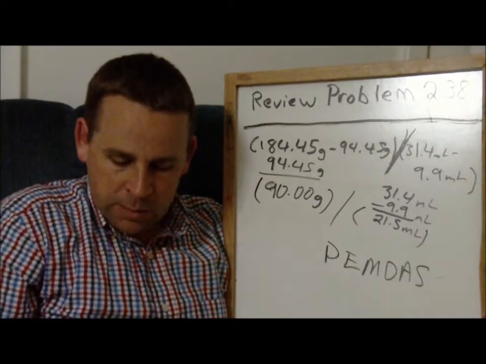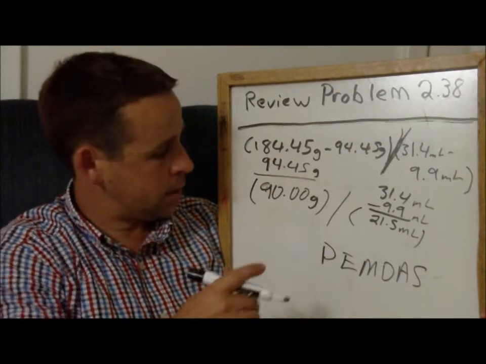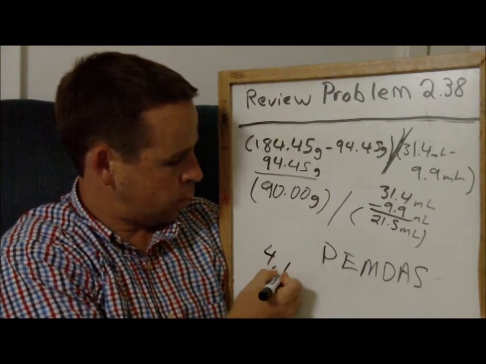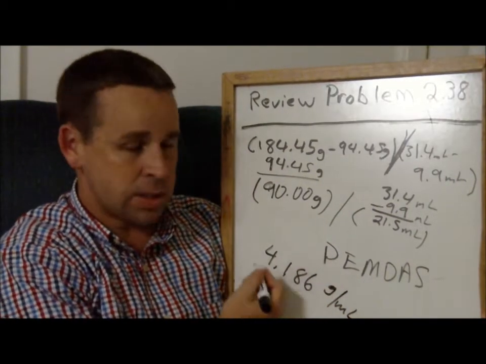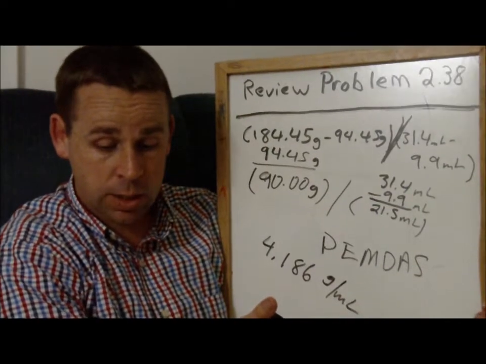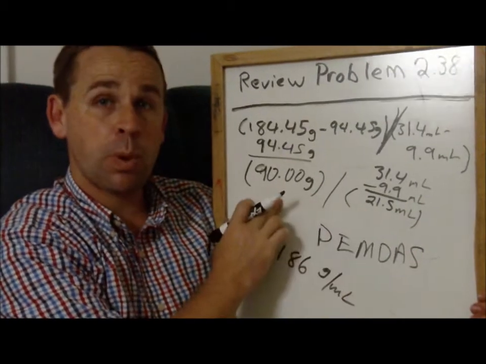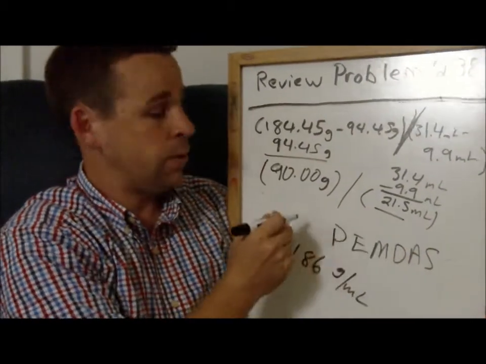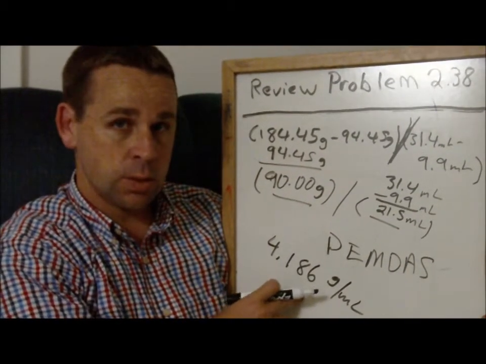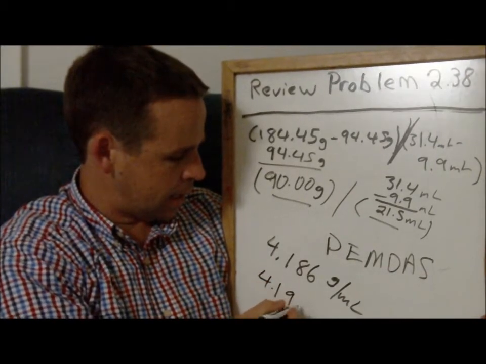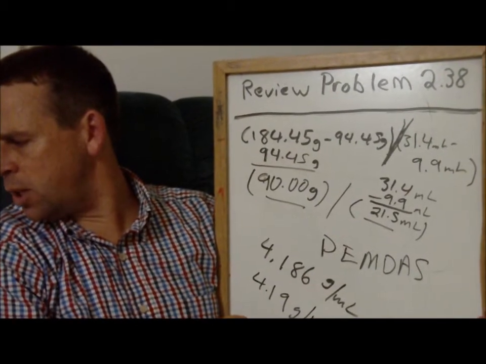So 90 divided by 21.5, and my answer is 4.186. The units are grams per milliliter. How many of these significant figures do I keep? It goes on: 4.186046512. Well, this is a division problem now. This has 3 significant figures and this has 4, so I only keep 3. So it's 4.1, and the 8 is going to round up to 4.19. Units again, grams per milliliter. That is 238C.